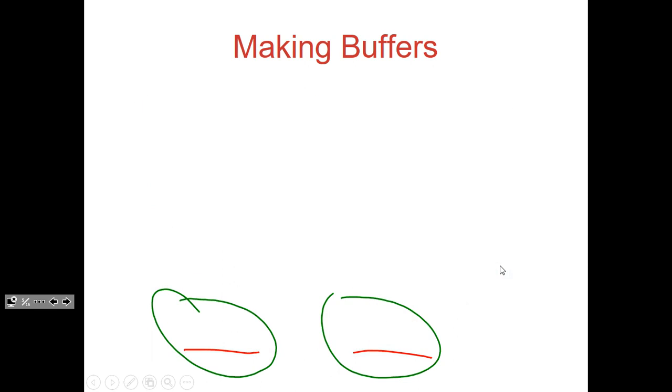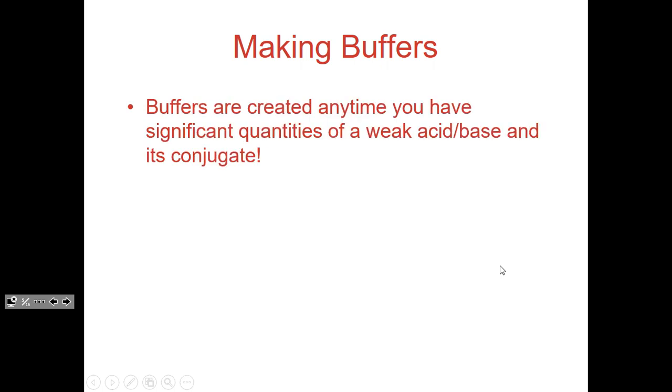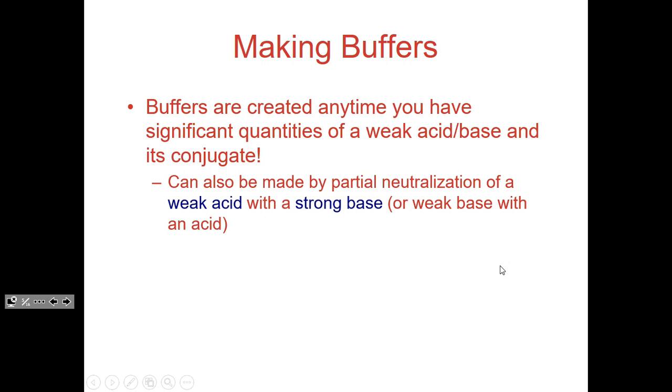Now, a way that is a little bit tougher to see that you're creating a buffer system, but you do need to understand it for my test, or the AP test, is partial neutralization. You not only can create the system by just adding both, but if you half neutralize or partially neutralize our weak acid, it gets converted into its conjugate base, and now I have a significant quantity of each. So let's look at that situation. Here is a buffer system with acetic acid, and I'm going to form its conjugate base in significant quantity by neutralizing it with a strong base.